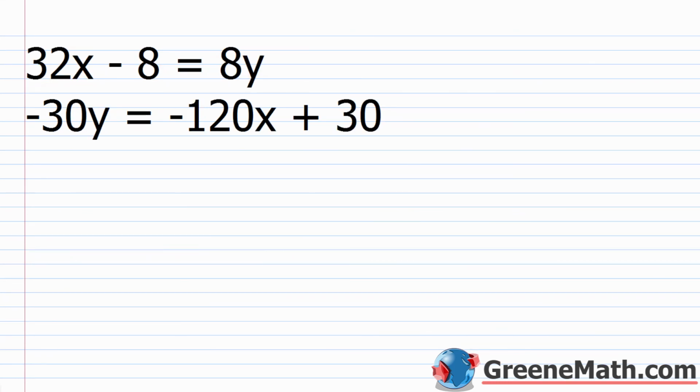All right, let's take a look at another example. So suppose we see 32x minus 8 equals 8y. Negative 30y equals negative 120x plus 30. So again, I want this in standard form. So ax plus by equals c.